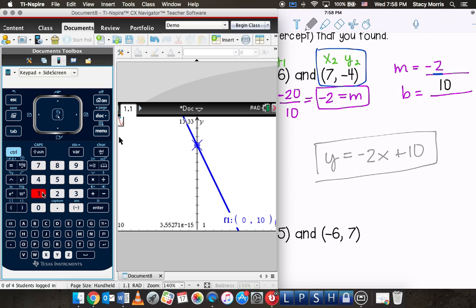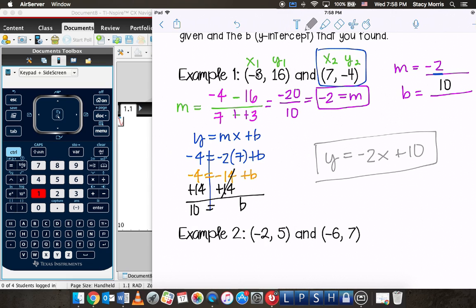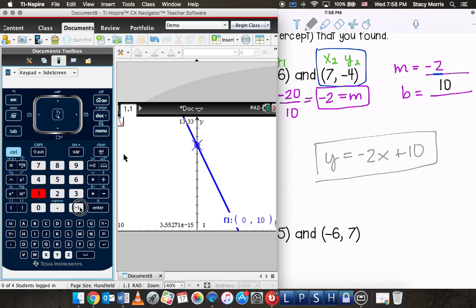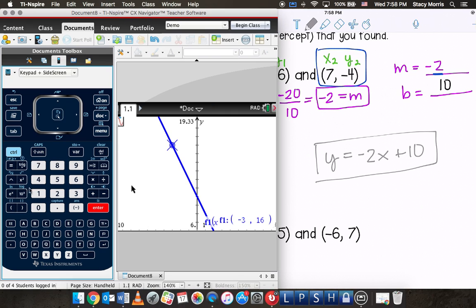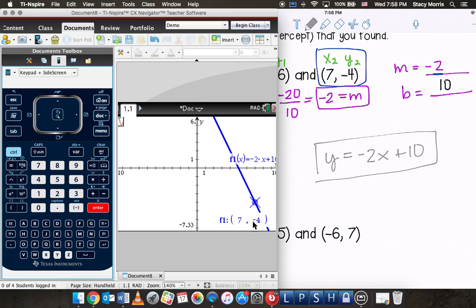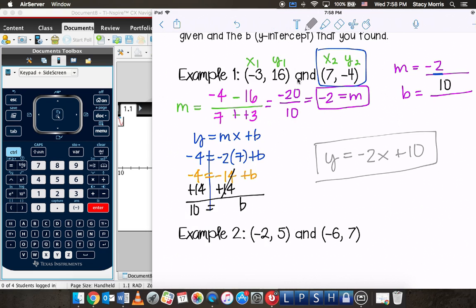graph trace. I'm going to trace first to -3. So I'm going to go back to my calculator, -3. I just type it, and when I push enter, it goes there. So there it is, -3, 16, the exact same point that they had given me on my paper. And then I'm going to trace to 7, so I can just start typing again. I'm just going to put 7, enter. There it is, 7, -4. So this line goes through both of the points that they told me it should.